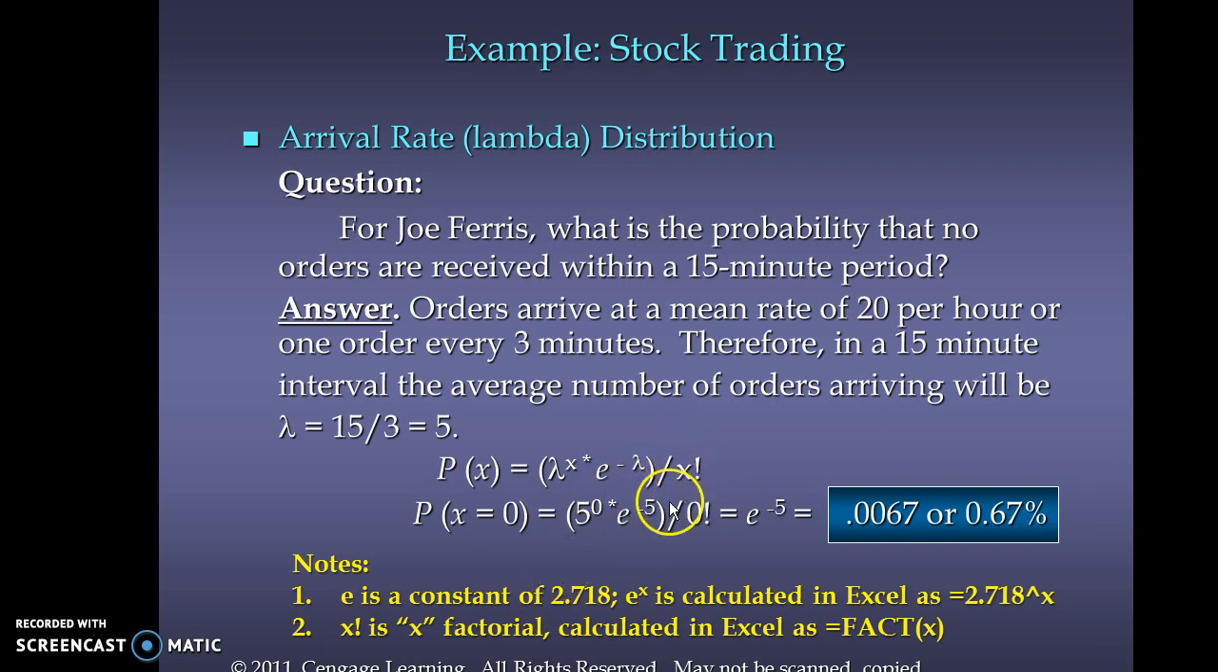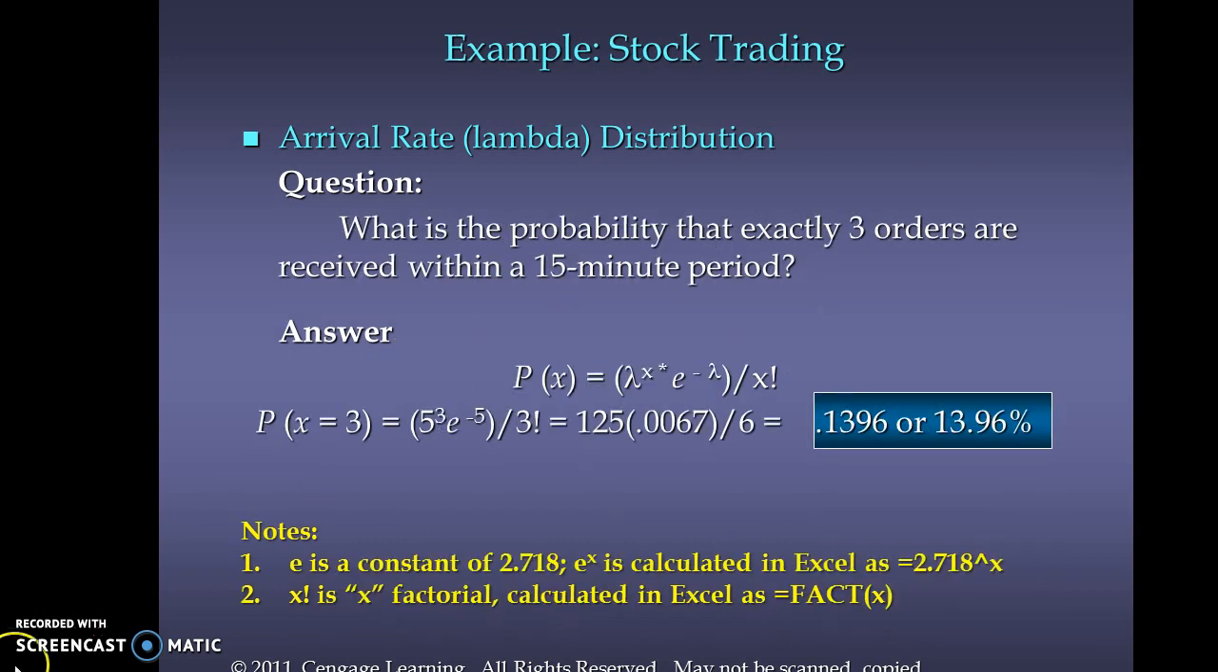Again, for the value of x, we can calculate the factorial in Excel using the formula equals FACT, parentheses, the given x value, whether it's 0, 1, 2, 3, 4, and so on. Also, 0 factorial is equal to 1. So when we reduce this expression, we get e to the negative 5th power. If we use that calculation, 2.718 caret negative 5, we get this number, 0.0067. Converting that to a percentage would be 0.67%. And that's how we would calculate this type of problem.